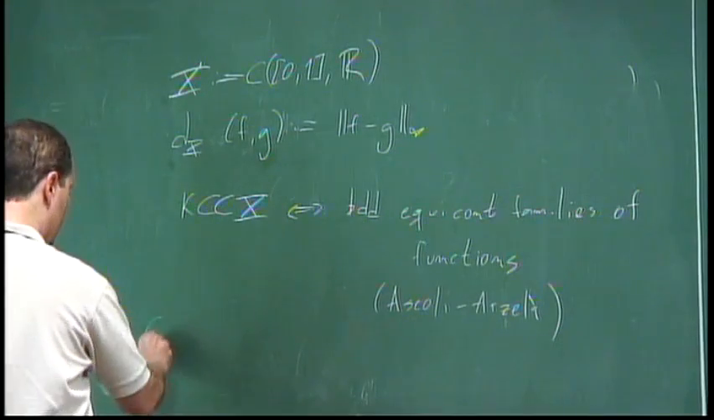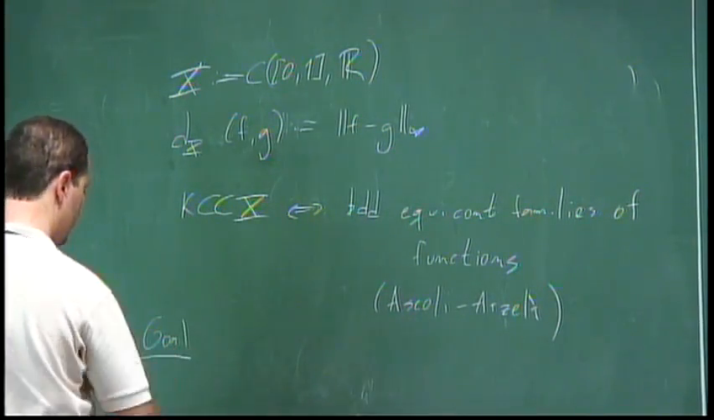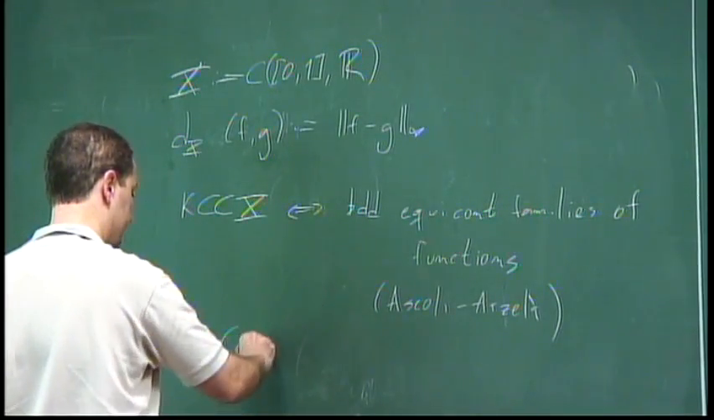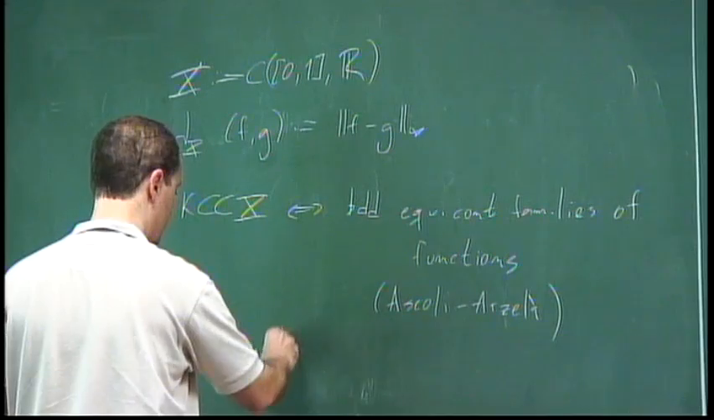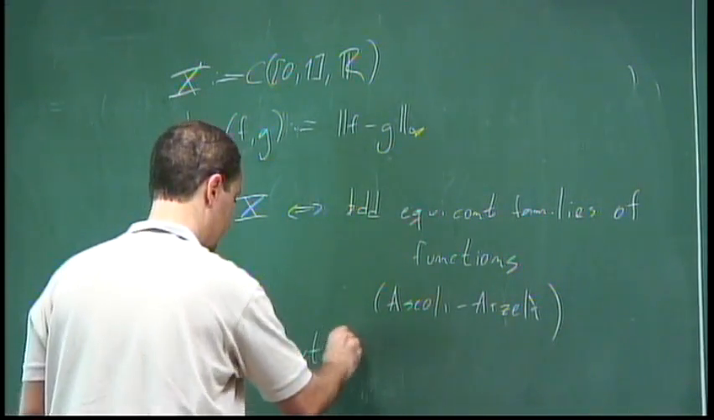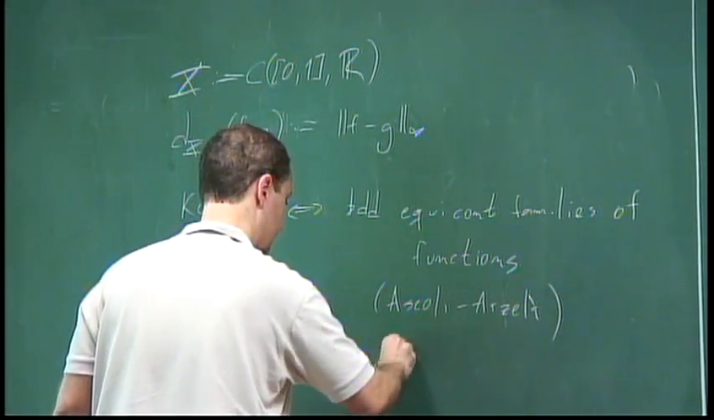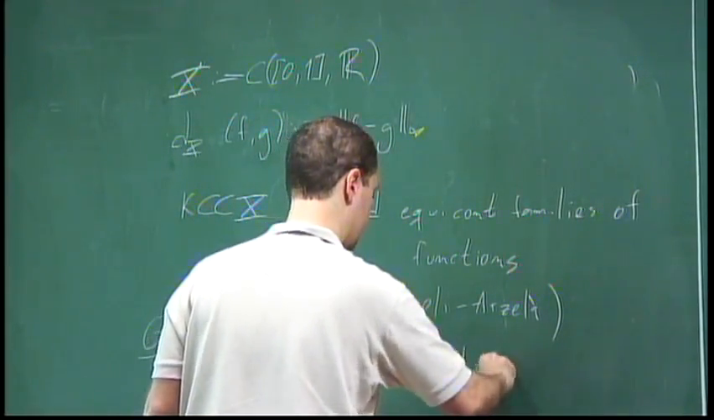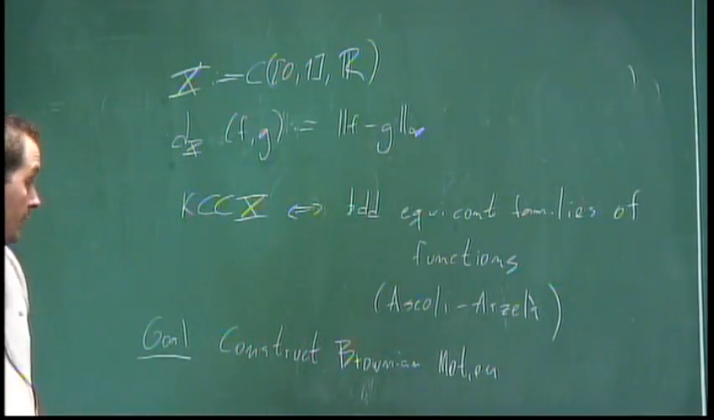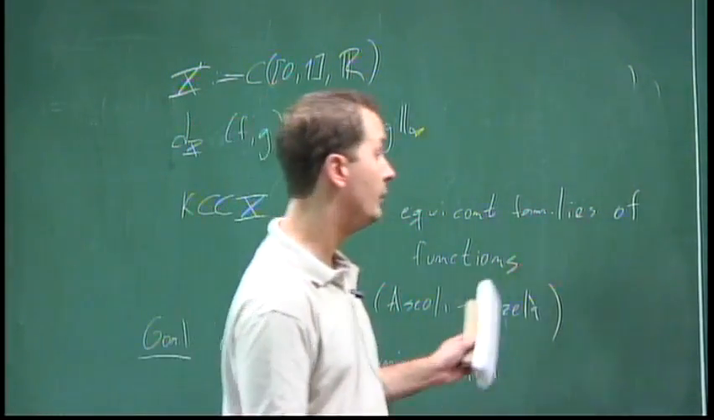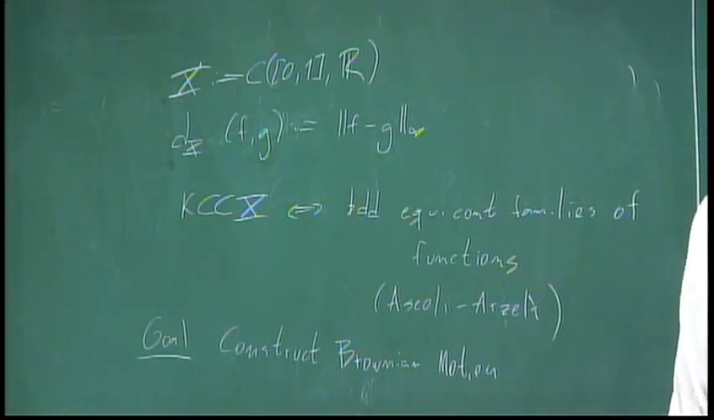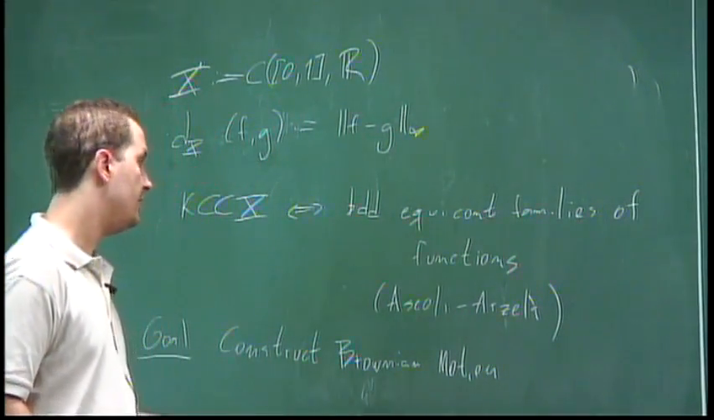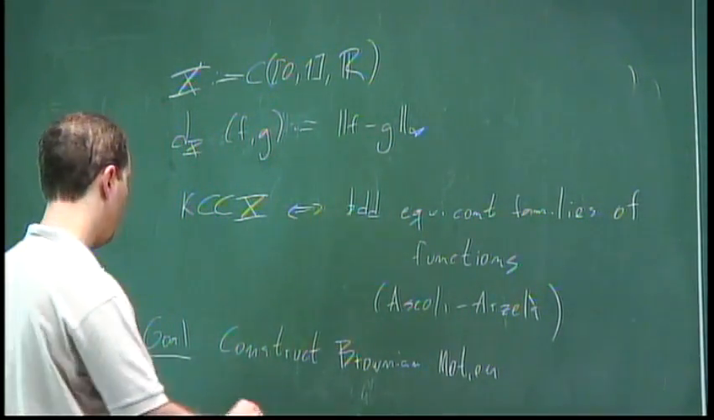And our goal will be to construct Wiener measure, so that we construct Brownian motion. And let me just say what Brownian motion is before we finish. So there's two things we're going to do here. We're going to construct Brownian motion, that's sort of the easy part, and then we're going to prove the invariance principle.